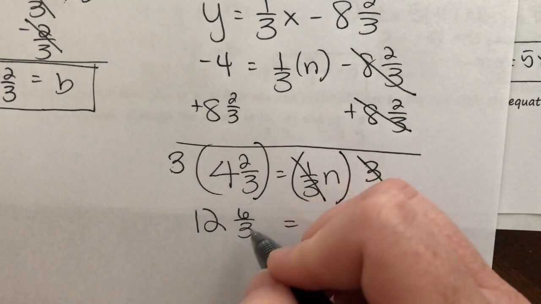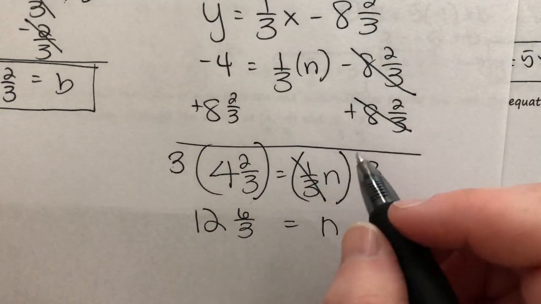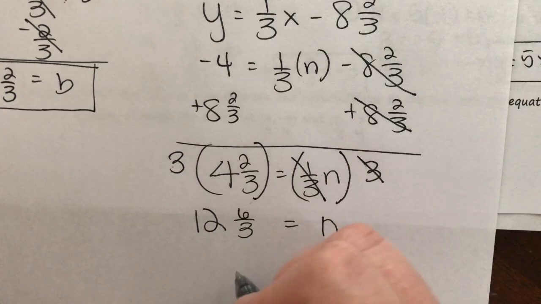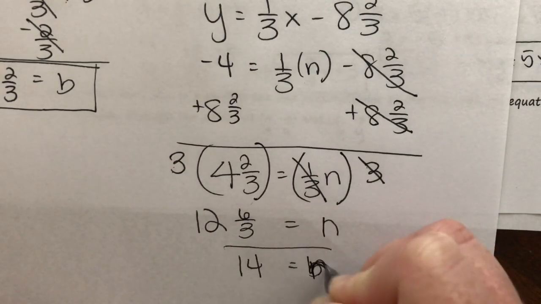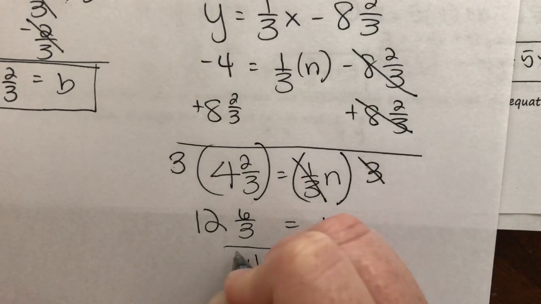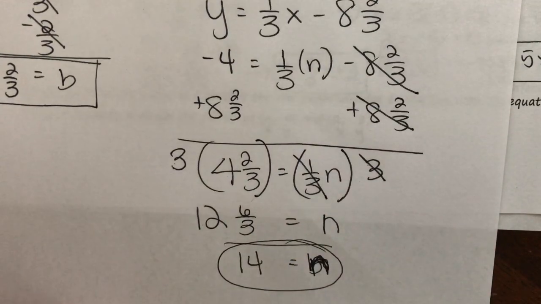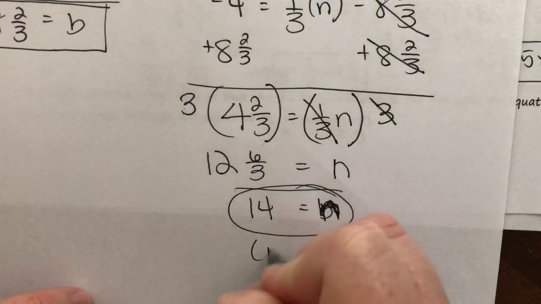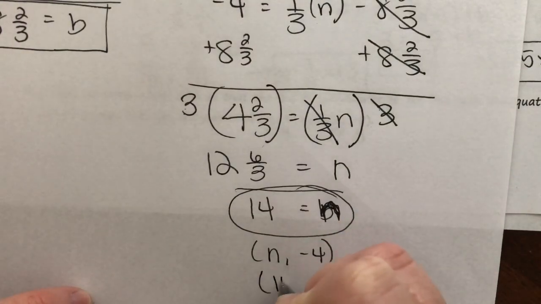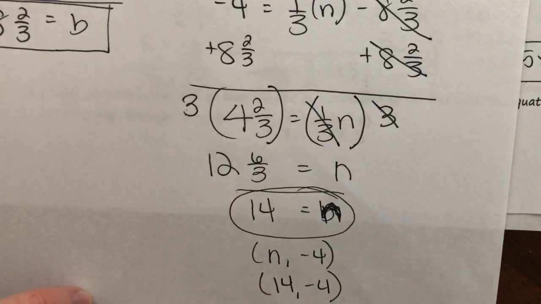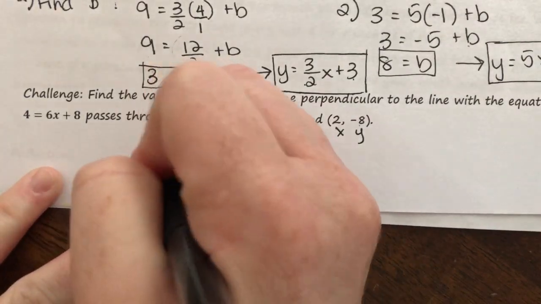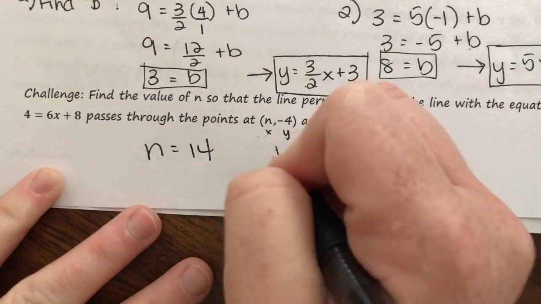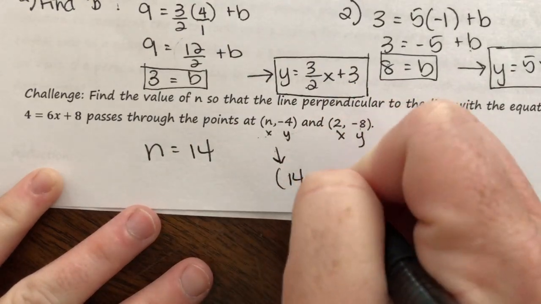Can I change 6/3 to anything? Yes, it's 2, right? So I have 12 and 2, which is 14. Oops, not b. I'm used to solving for b, sorry. So the value of n is going to be 14. Instead of n comma -4, I'm going to get 14 comma -4. If that sort of makes sense. That was a lot of work for one problem. The idea wasn't hard, it was just a lot of work. So n equals 14, and that ordered pair would become 14 comma -4.